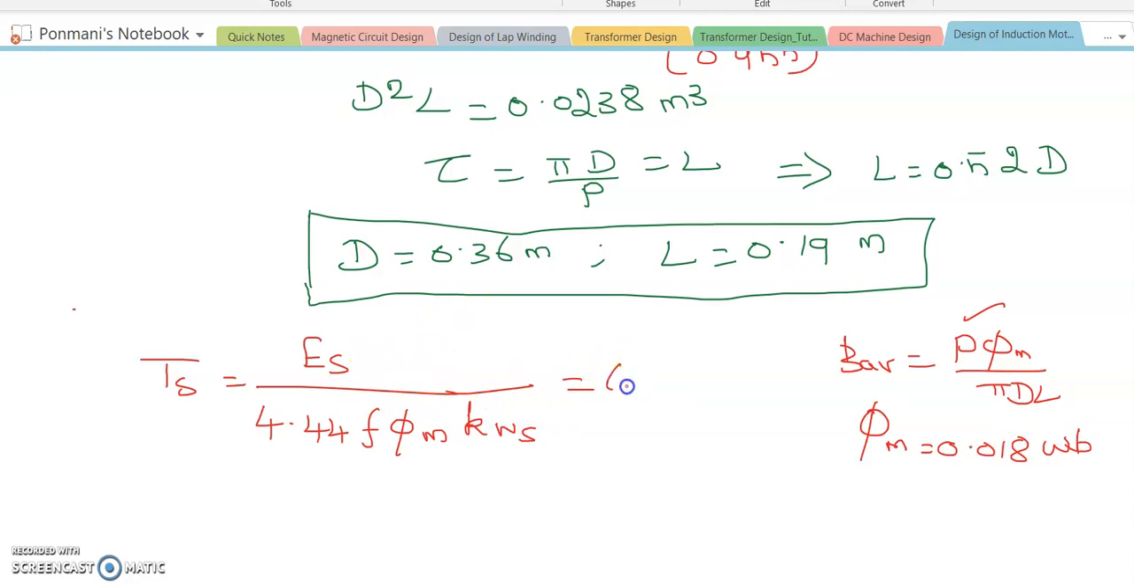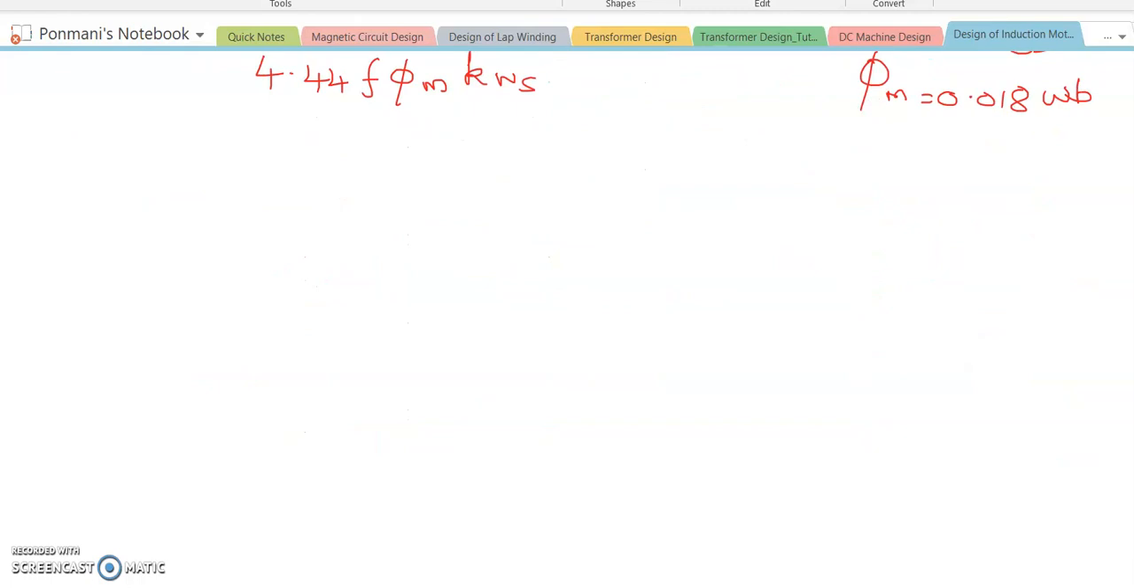So we can consider it as 62. So the total number of turns we have calculated. From this, the total number of conductors Z is 6 into Ts. Ts we have calculated as 62, and because the number of parallel paths here is 2, the total number of conductors will be multiplied with 2. So we get 744 conductors. The total number of conductors is 744.